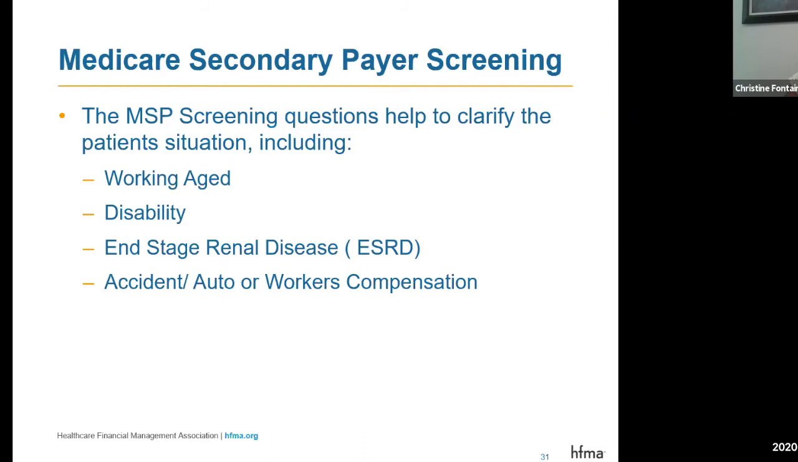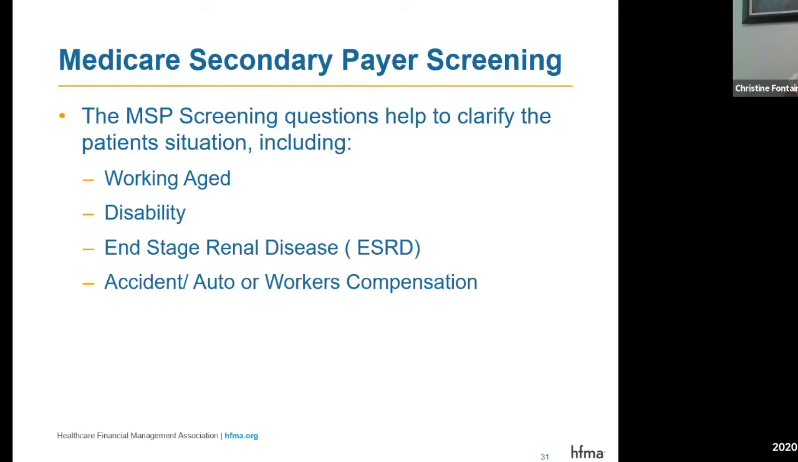If a patient is under the age of 65, has Medicare through disability, and has an employer group health plan where the employer has more than 100 employees, then the employer group health plan is primary over Medicare. If a patient has Medicare through end-stage renal disease, or ESRD, and has an employer group health plan, then the employer group health plan is primary during the 30-month coordination period. Once they have met the 30-month coordination period, Medicare then becomes the primary payer.